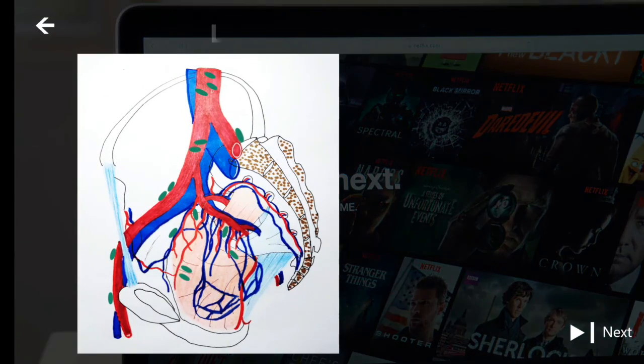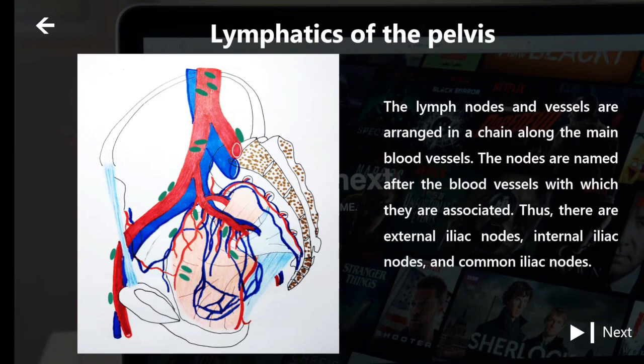Lymphatics of the pelvis. The lymph nodes and vessels are arranged in a chain along the main blood vessels. The nodes are named after the blood vessels with which they are associated. Thus, there are external iliac nodes, internal iliac nodes, and common iliac nodes.